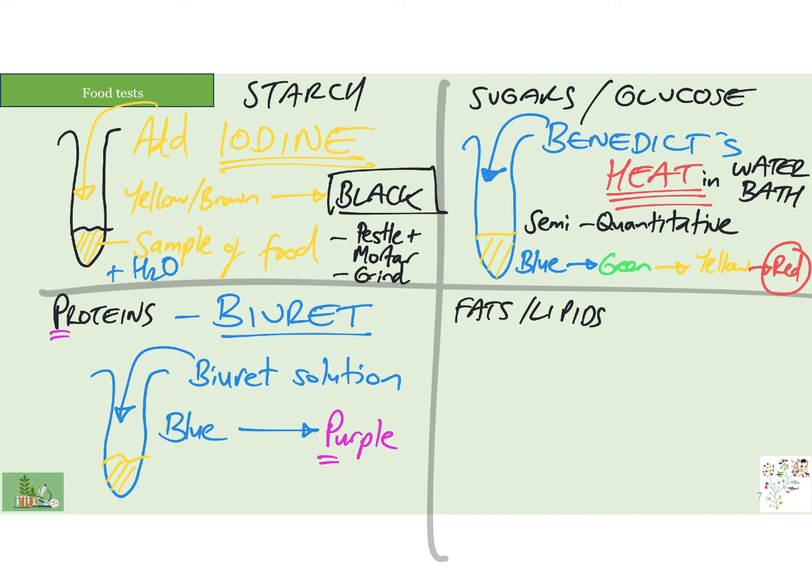The test for sugar or glucose is what we call a semi-quantitative test, because it gives not only just present or not present, it tells us blue means there's no glucose, green means there's a little, yellow means there's a fair amount, red means there's lots. So it's a semi-quantitative test.